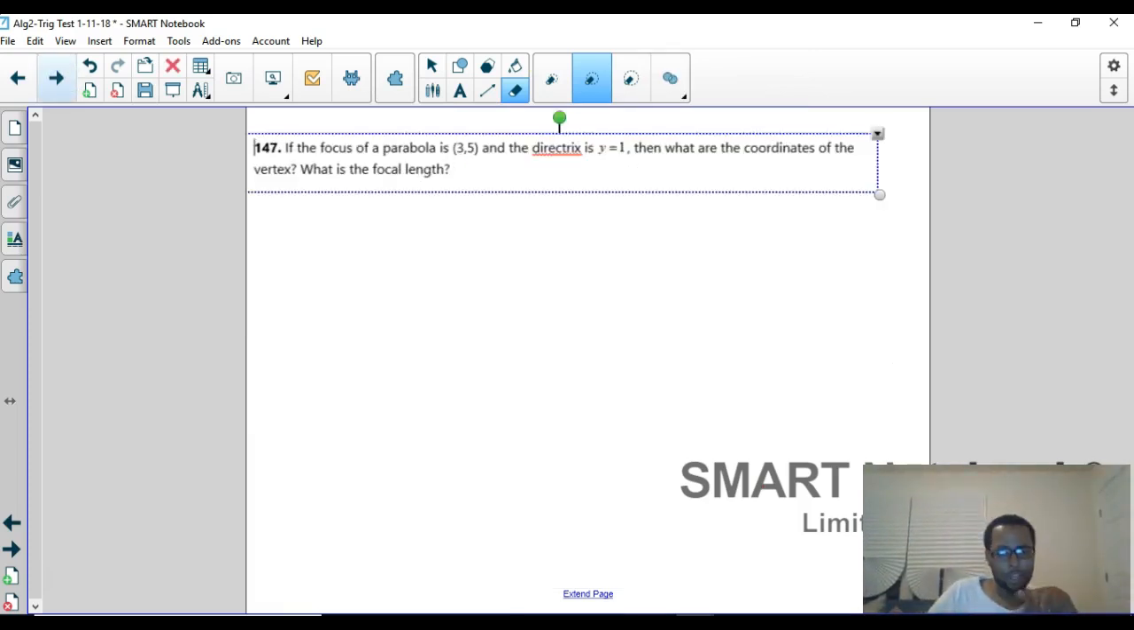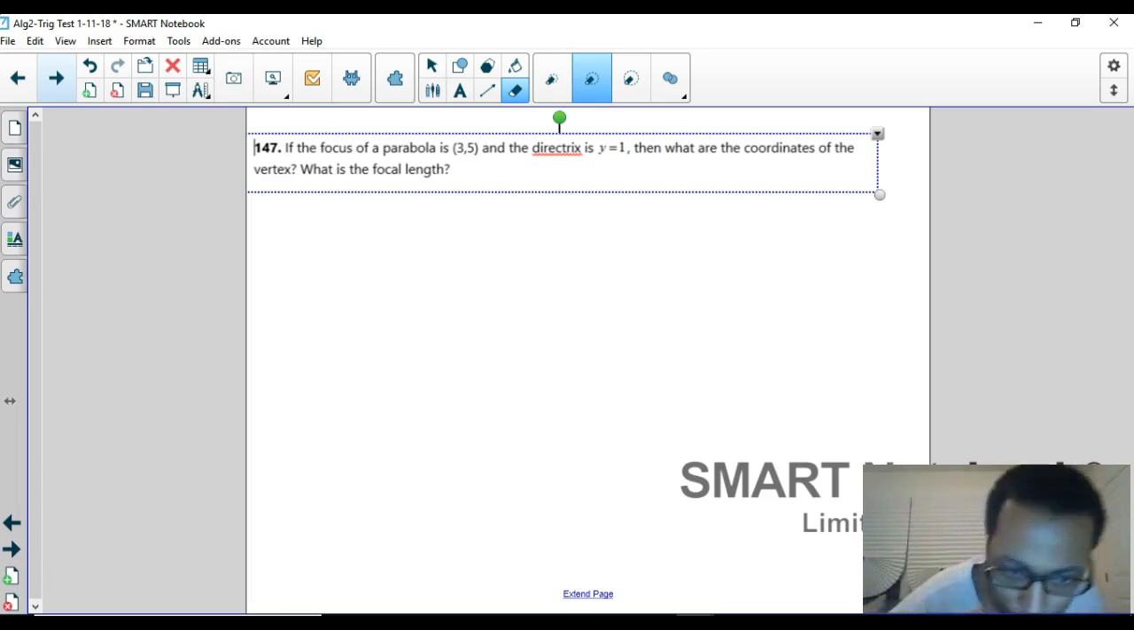Okay. The focus of a parabola is (3, 5), and the directrix is y equals 1. What are the coordinates of the vertex? Okay, this is where it gets a little tricky, because we don't have a graph here. So how could you handle this? Well, you can go backwards on this one.